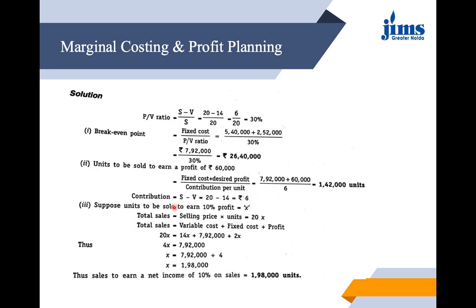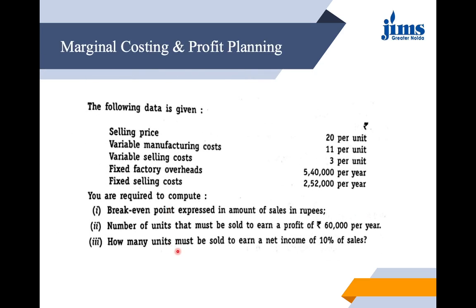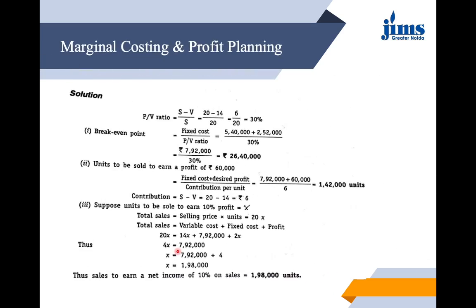And for the third part, where we need to find out how many units must be sold to earn a net income of 10% of sales, we can assume the number of units to earn that 10% profit as X. So total sales will be selling price into the number of units. Selling price is rupees 20 and units we have assumed as X. So total sales would be equal to variable cost plus fixed cost plus the profit.